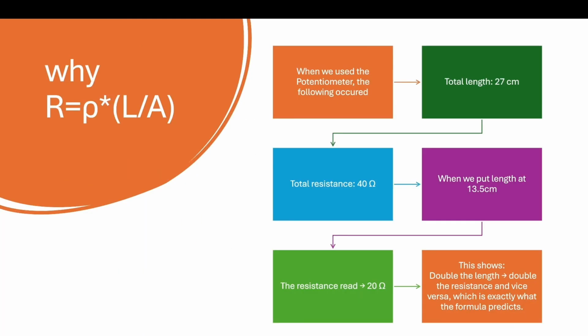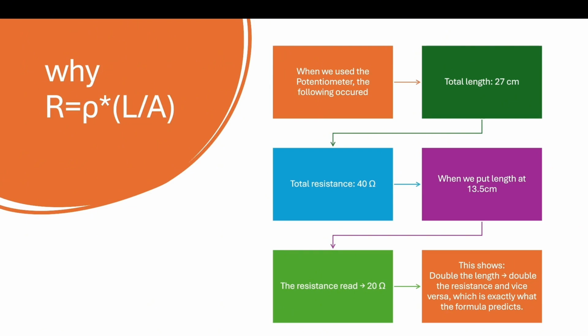And then lastly, for the last part of the project, I had to explain why the resistance equal to rho times the length over the area is a true formula. For our lab, we measured the potentiometer. We measured the total length to be 27 centimeters, and the resistance at that length was 40 amps. When we put the length of the potentiometer at 13.5 centimeters, the resistance read 20 amps.